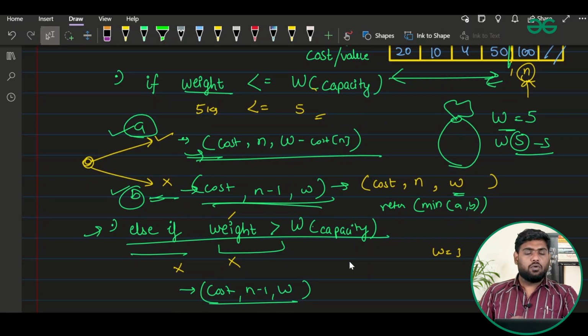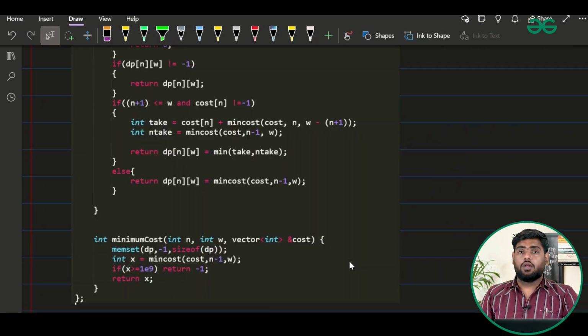Now it would be more clear if we take a look at the code of it. So here is the implementation. I have already used memoization here, so just don't take a look at that right now. I'll explain it later. Just focus on this call. I've made this function min cost, which will be returning the minimum cost. The parameters that I've passed are cost and n minus 1. n is the capacity. I'm passing n minus 1 so that I can deal with it as an index. And then I have the capacity W.